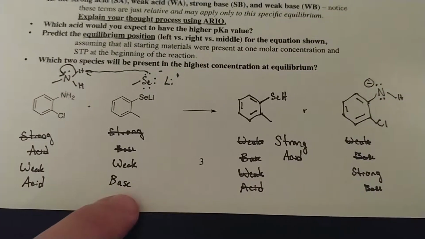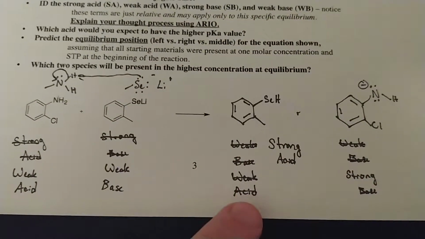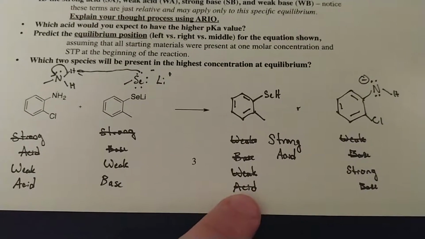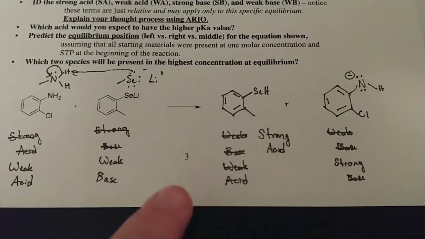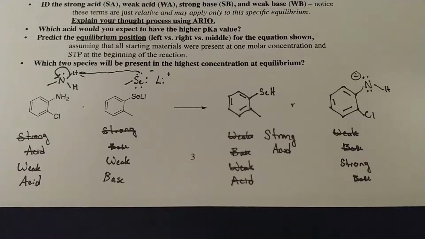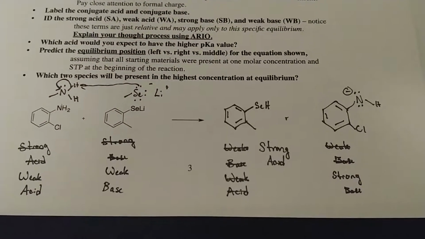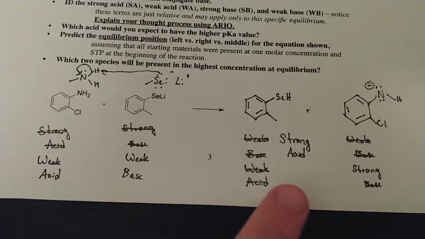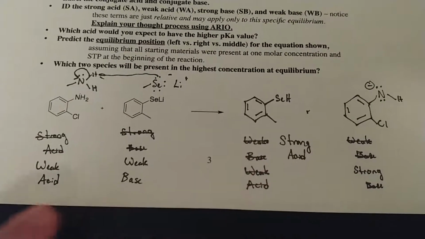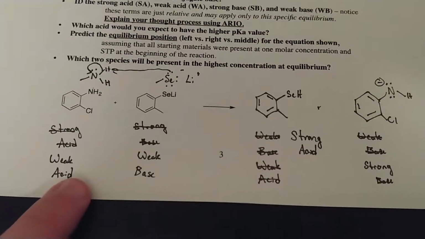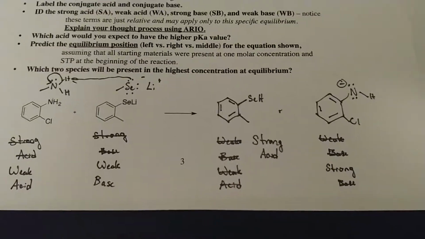And knowing that this is a weak base, we can conclude that the selenium hydroxide on this phenol is in fact a strong acid. Now, knowing the relative strength of these acids and bases clues us into the pKa values. The stronger an acid is, the lower its pKa value will be. So this should have the lowest pKa value of all, while this should have a relatively higher pKa value compared to this compound. However, bases have pKa values as well.